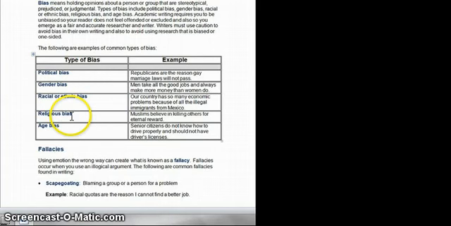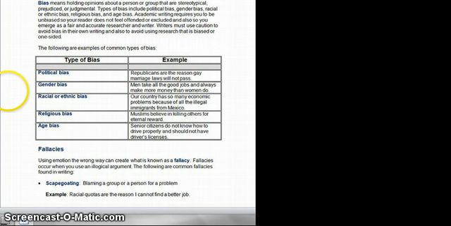Religious bias: Muslims believe in killing others for eternal reward. Age bias: Senior citizens do not know how to drive properly and should not have driver's licenses. And so when you argue or make a good argumentation, you must avoid all these kinds of biases. For a bias shows an opinion, it's basically an opinion with no substantiated evidence. It's an opinion that reflects a stereotype, it's an opinion that reflects ignorance and no research.